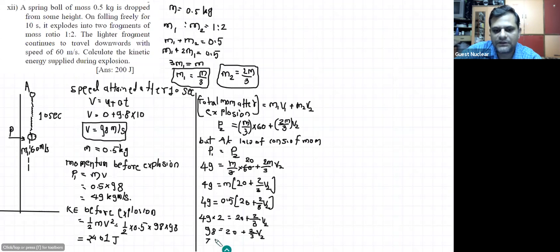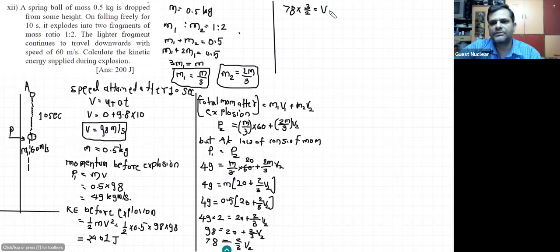So here it is going to be 78, which is equal to 2 by 3 times of v2. In order to find this v2, we have to take this 2 by 3 to that side. So in the next step we get 78 multiplied by 3, which was at the bottom, goes to the top on this side, and 2, which was on top, comes to the bottom, and that will be equal to v2 here.